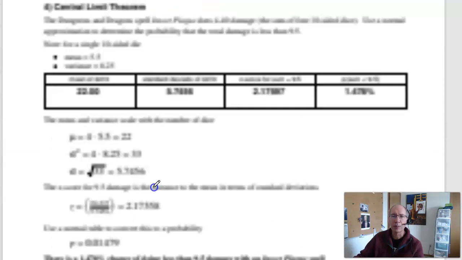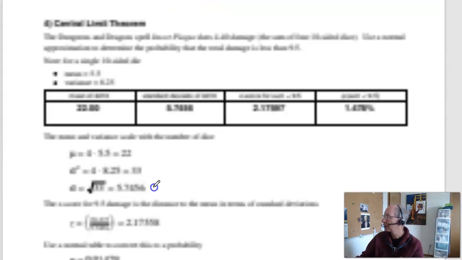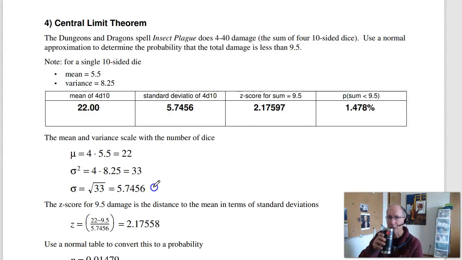Problem number 4. This looks at the central limit theorem. If I cast the spell Insect Plague, it does 4 to 40 damage. If I'm a lowly thief with only 10 hit points, what's the chance I will survive an Insect Plague? What's the chance it'll do less than 10 damage?